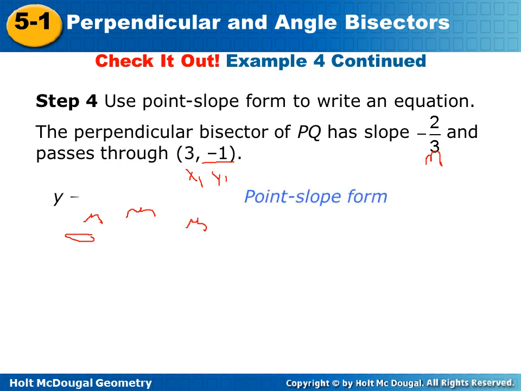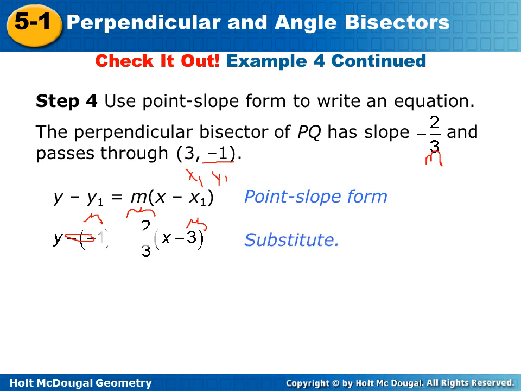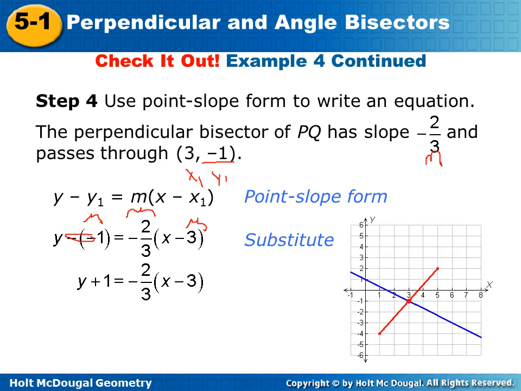Now we have to use point-slope form to write an equation. The perpendicular bisector of PQ had slope negative 2/3 and passed through the point 3, negative 1. So we use point-slope form and plug in the numbers that we know. We know that y1 is negative 1 from above, m is negative 2/3, and x1 is 3. So we substitute. Now we're going to simplify that double negative in front of the 1 to be y plus 1. And then we can graph our line, and we can see that that does look like a perpendicular bisector.